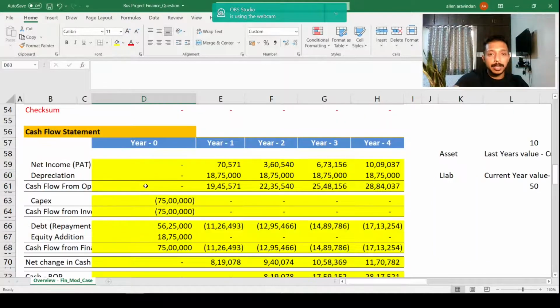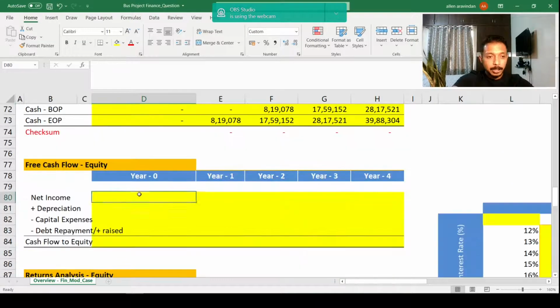The reason we do that is because not the entire 75 lakhs required for this bus was put in by the equity investor. So we added the debt. So net it will show how much equity investment was made by the investor at year 0, and then finally tell us how much cash flow is actually left, right? So let's see how that goes.